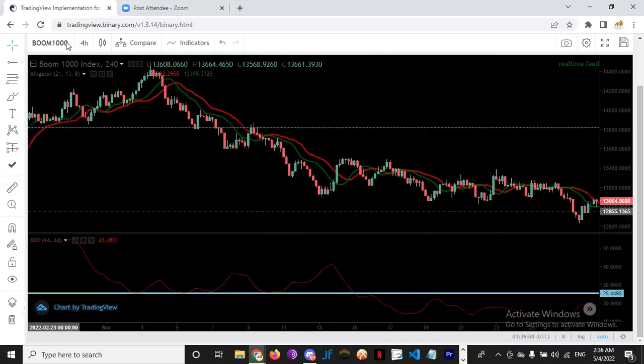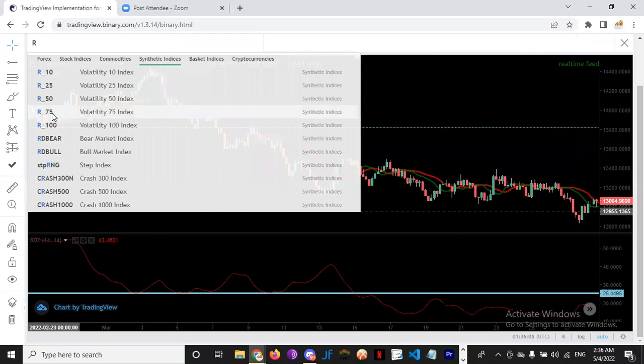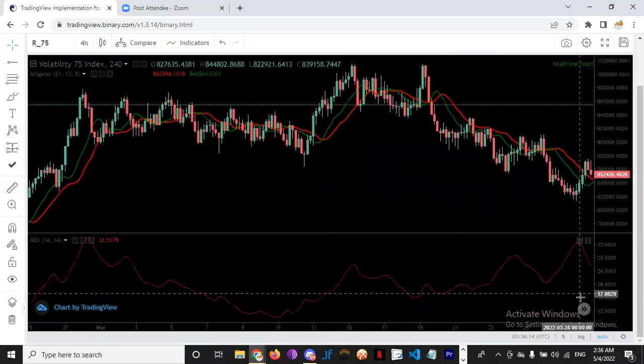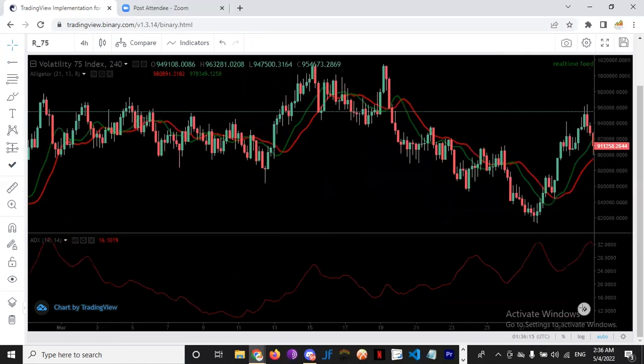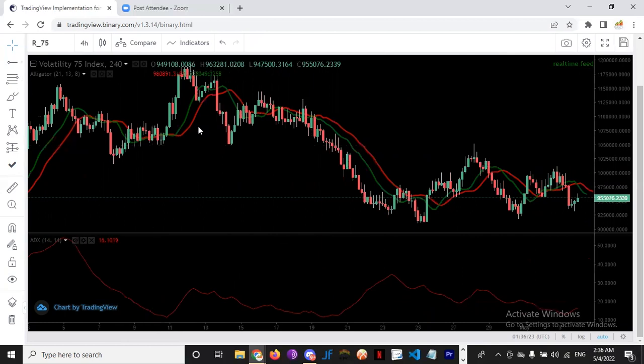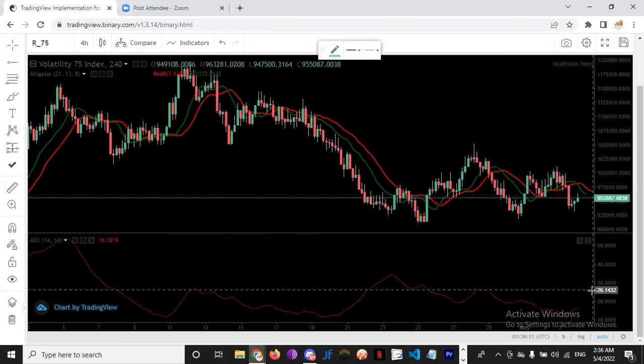So I'm going to open up another instrument, let's say Volatility 75, so that you can see that it's not just on one instrument that this is tradable. It works there. So all you need is your patience. What you need is your patience.